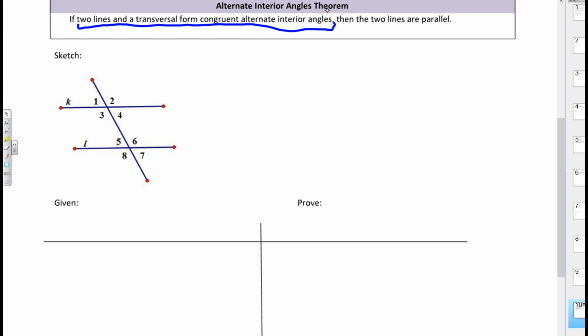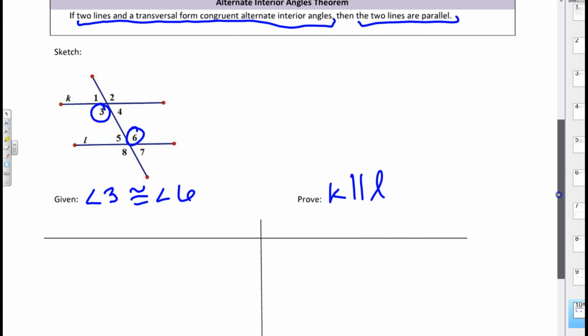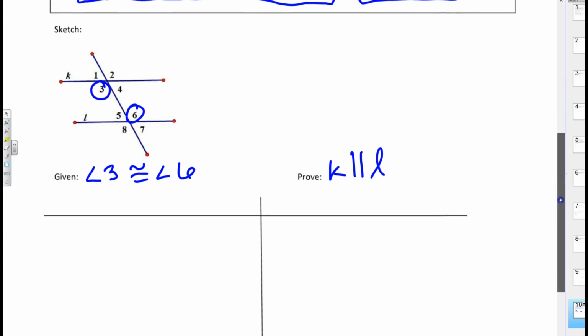So I'm going to pick a pair of congruent alternate interior angles to be my angles for this problem. And I'm liking angle 3 and angle 6 as some alternate interior angles. So my given is that angle 3 is congruent to angle 6. And then my conclusion statement, the two lines are parallel, that's my proof statement. So I want to prove that K is parallel to L. That's my goal here. So we're going to prove the alternate interior angles theorem.